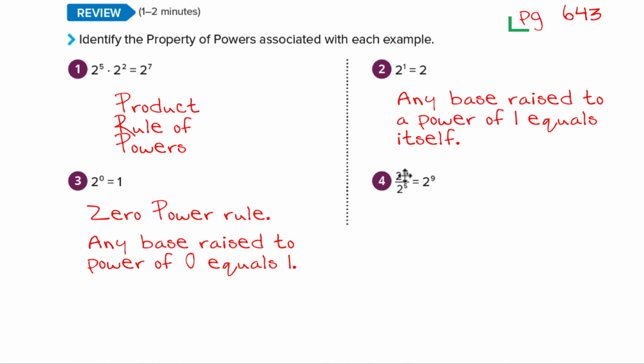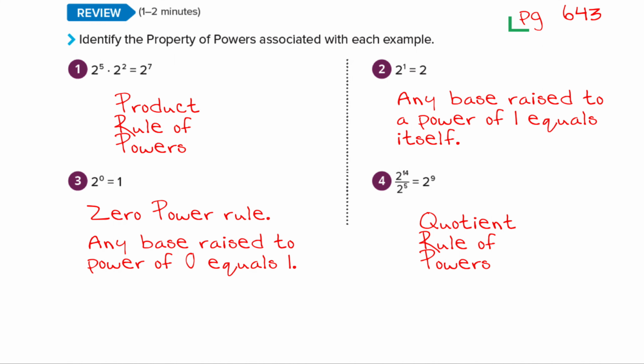And then lastly, when we have a quotient, think of it as kind of the opposite of a product. Product means multiply, right? We're multiplying here. Quotient means divide. So we're going to do the opposite. Up here, we added the exponents. Down here, we will subtract them. 14 minus 5 is 9. That's called the quotient rule of powers. So we have to know the names for when we justify our steps.